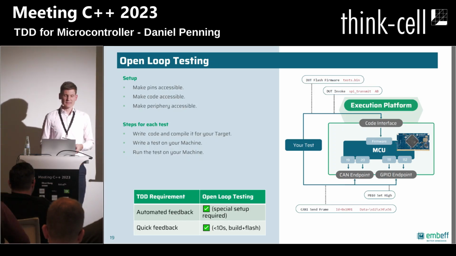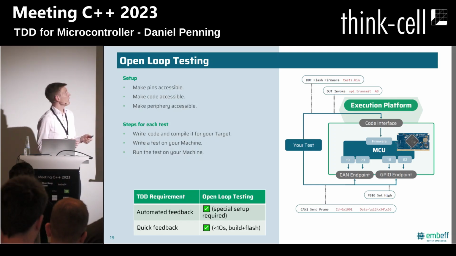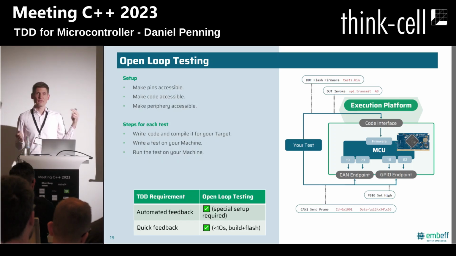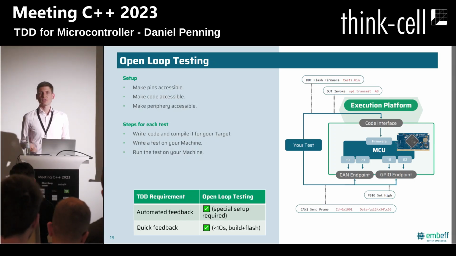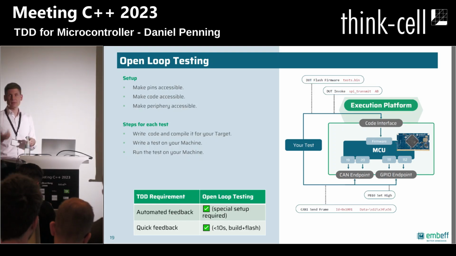So the important part is really the setup. To do this in your projects, you need to make the pins accessible, the code accessible. You need a way to talk to your code running on the chip and make the periphery accessible. So if you need UART, you need some UART dongle. If you need a CAN dongle, and then it needs to be all scripted and automated. Then you can build such a solution up.